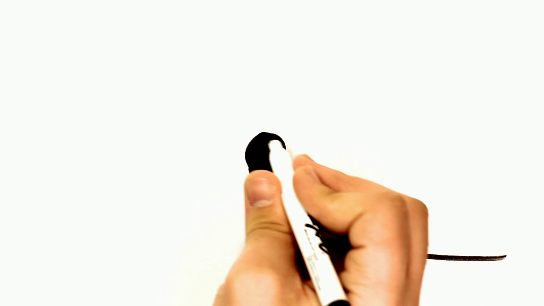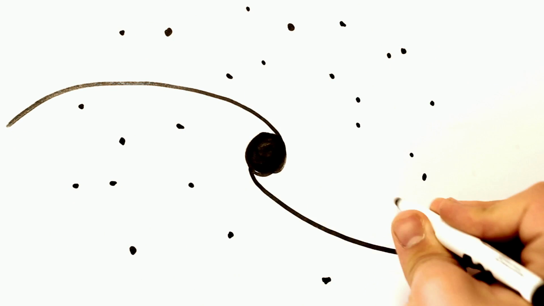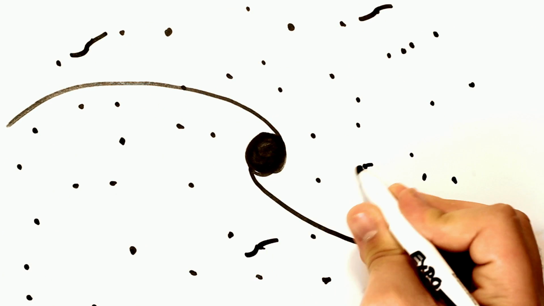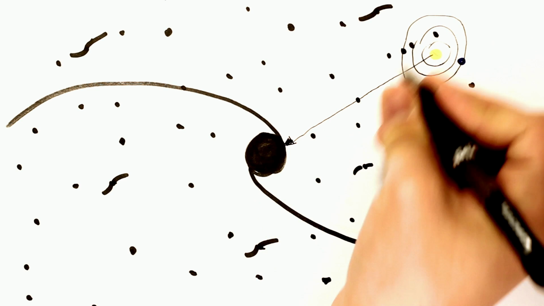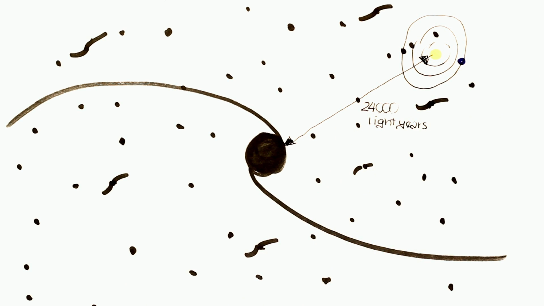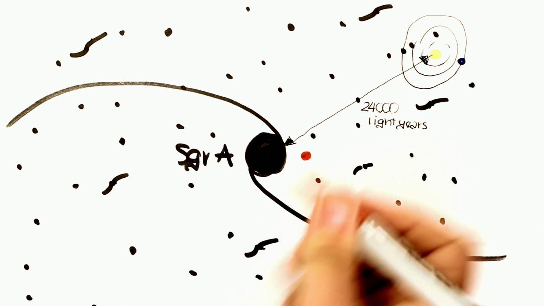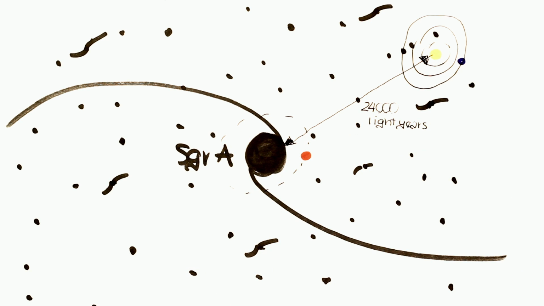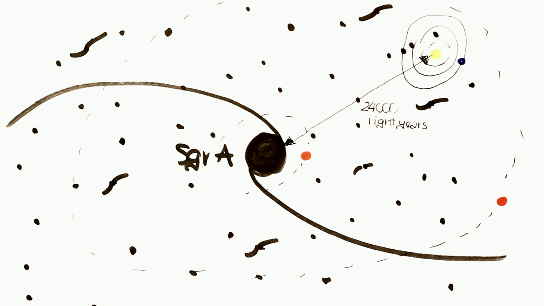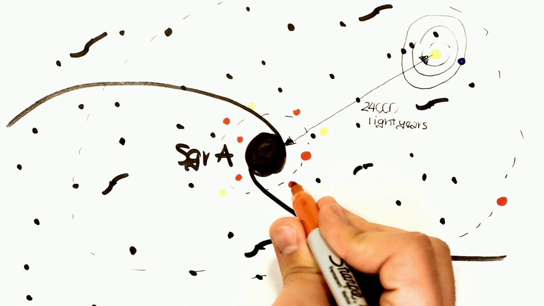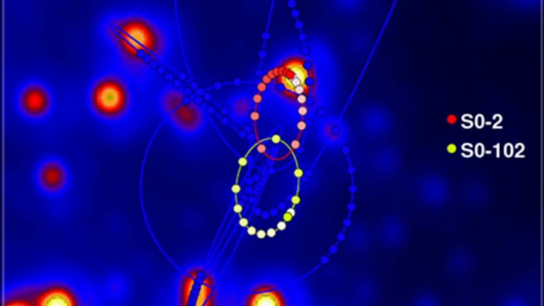Now that we have those down, let's take a closer look at the black hole in the center of our Milky Way, Sagittarius A star. It's about 24,000 light years away from Earth. The stars closest to the hole have periods of about 100 years, while the furthest have some 100 million years for a complete orbit. Let's focus on one of the closest stars, called S0-2.